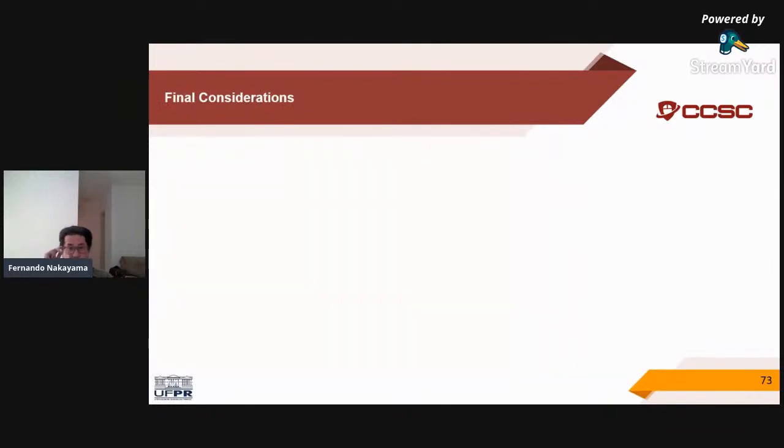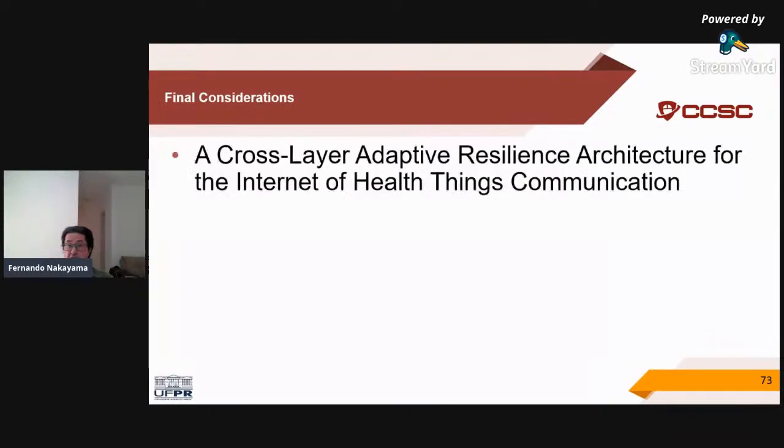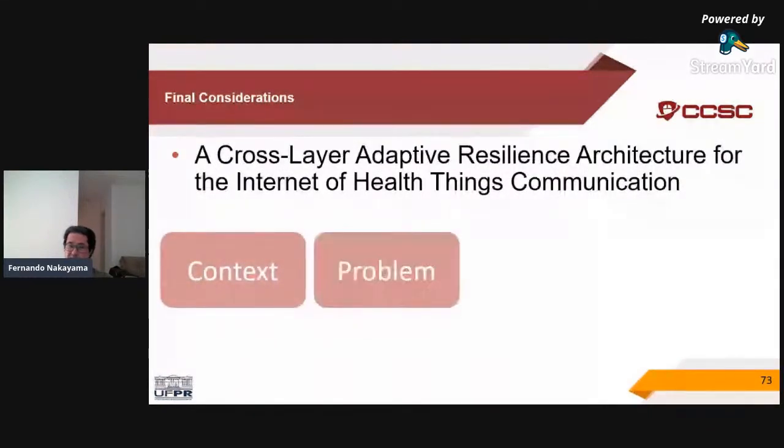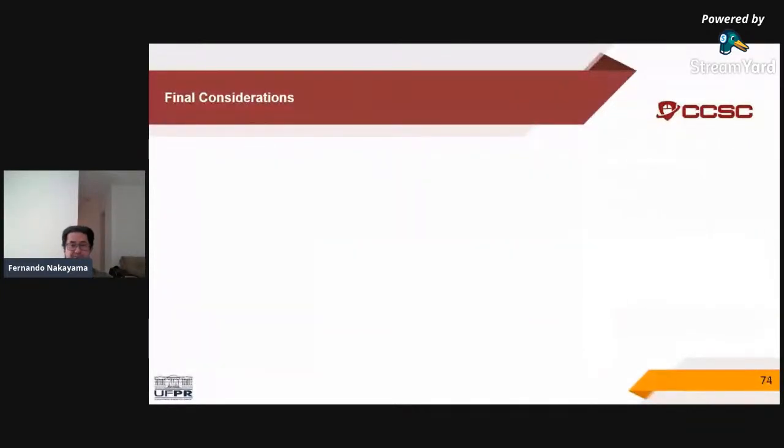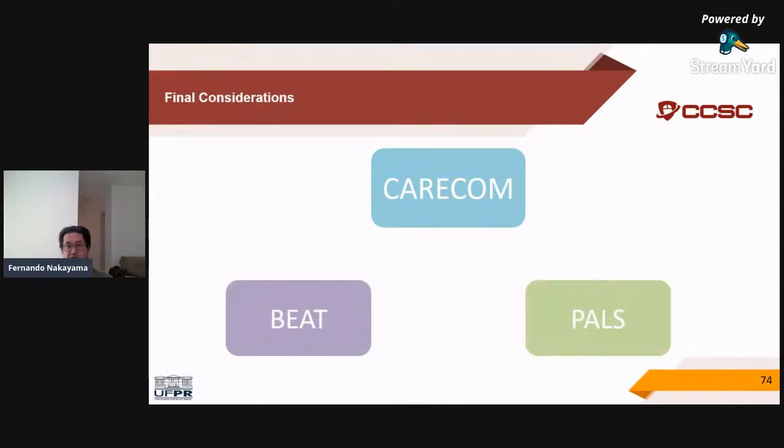So next I'll present my final considerations. I have presented my work on cross-layer adaptive resilience architecture for the Internet of Health Things communication. I started with the context and the definition of the problem. Next, I presented my thesis and the goals for this work. Then I presented our proposal for CareCon, a cross-layer resilient architecture for the IoHT communication, and also the works we have done so far, BEAT and PELS, and how they relate to each other.